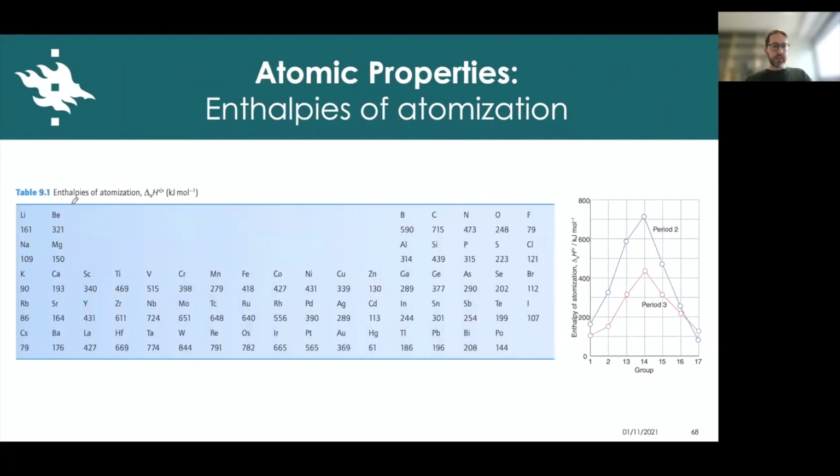Okay, so these are the values for the enthalpy of atomization. And here are the variations as we go across the different groups. Here in blue, we have the variation for period 2, and here in red, the variation for period 3. In general, when we go down a group, the enthalpy of atomization decreases. This is because atoms get bigger, so the distance between the bonds of these atoms is larger, and they are easier to break. So the enthalpy of atomization decreases.